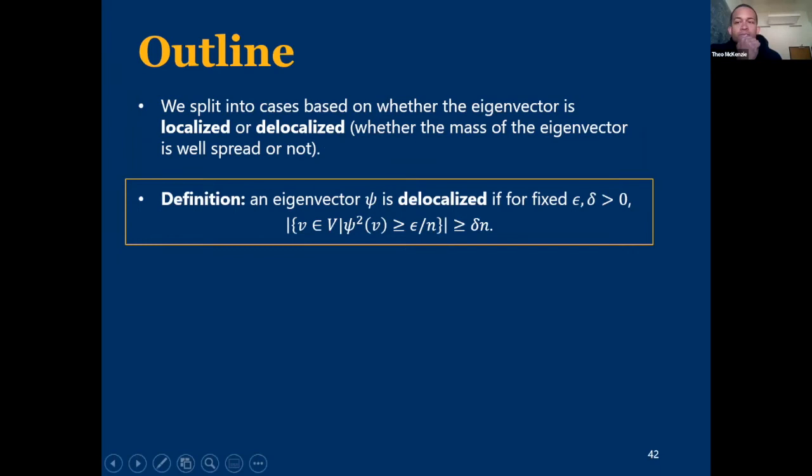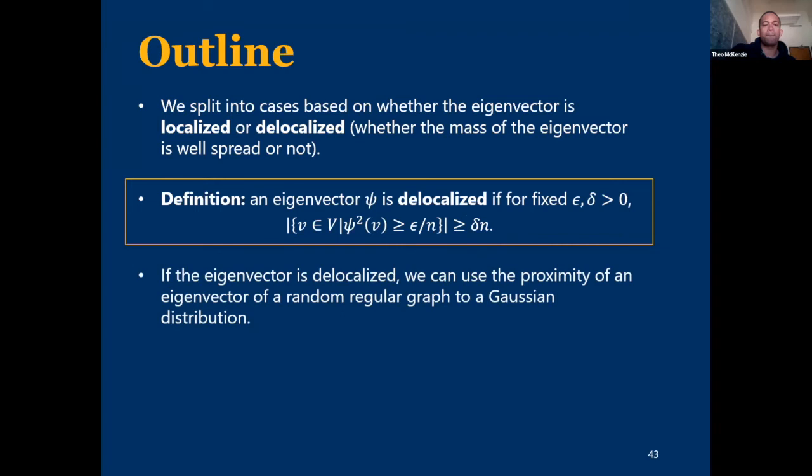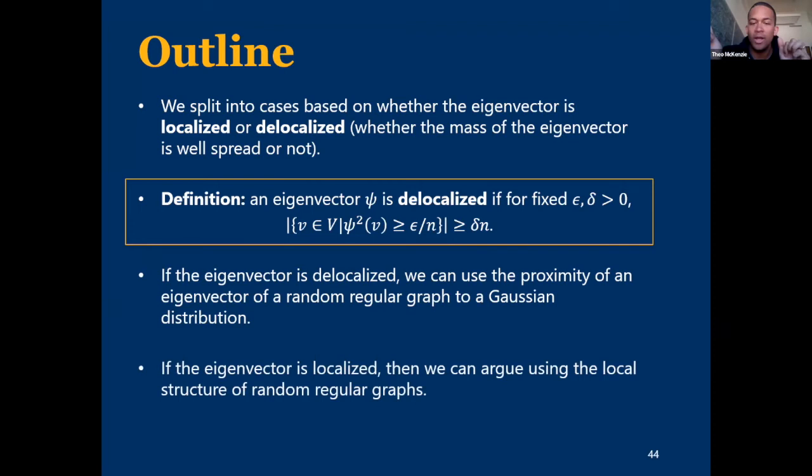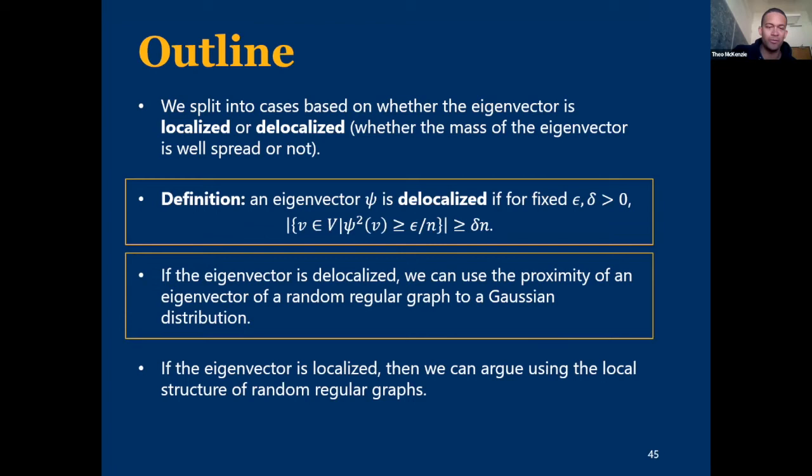So how do we do this? We actually split this into two cases. Once again, this is a statement about the structure of eigenvectors, so we split it into different cases about other types of structure. We say an eigenvector is delocalized if there's a linear number of vertices that have a non-trivial amount of mass on them. Our theorem has two cases: one is if the eigenvector is delocalized and the other is if it's localized. If the eigenvector is delocalized, we use results concerning the proximity of an eigenvector to a Gaussian, and I'll talk more about that. If the eigenvector is localized, then we can argue using the local structure of random regular graphs. I'll only have time to talk about the first point today, but if you have any questions about the second one, let's talk about it.